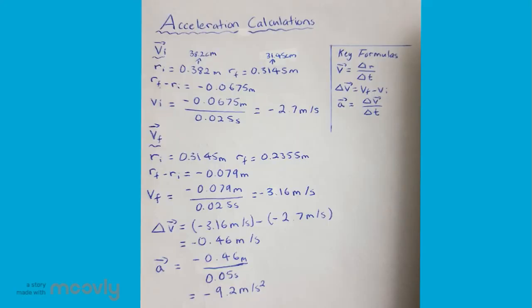To derive the acceleration due to gravity from the video, the first half of the video was taken. From this interval, the initial position of the ball in reference to the meter ruler was recorded, which in this case was 38.2 centimeters, and the final position of the ball recorded was 31.45 centimeters. The difference between the two positions is negative 6.75 centimeters or negative 0.0675 meters.